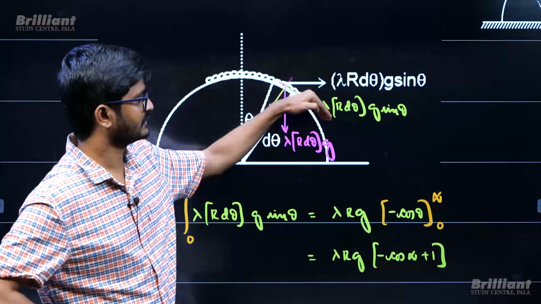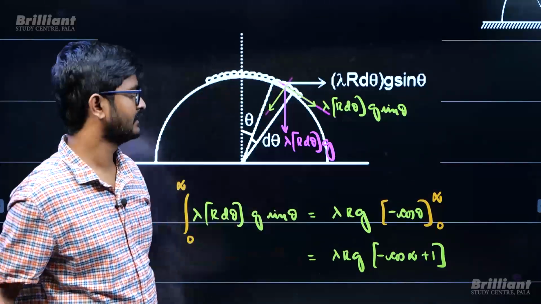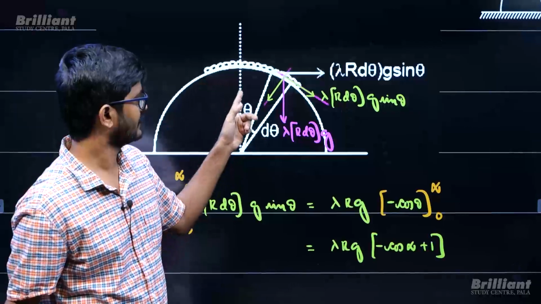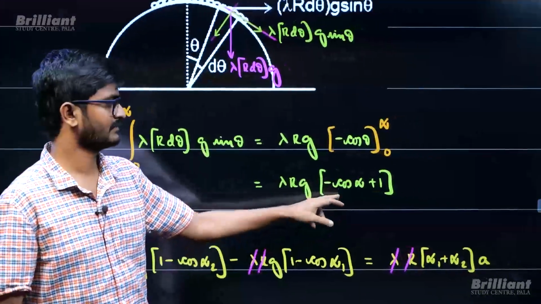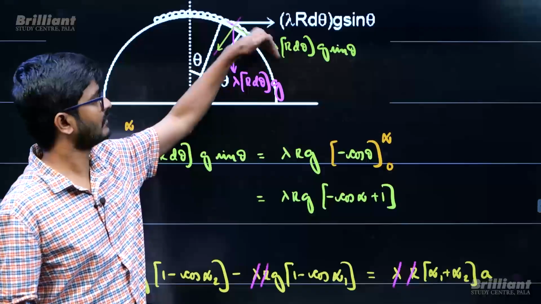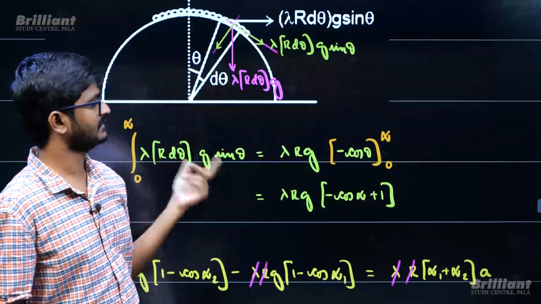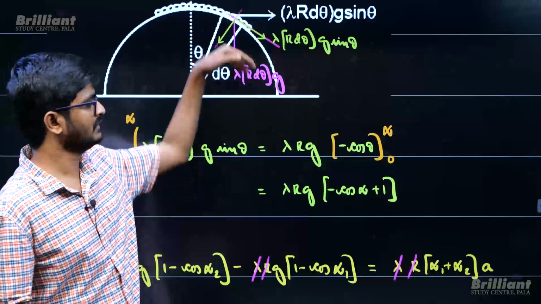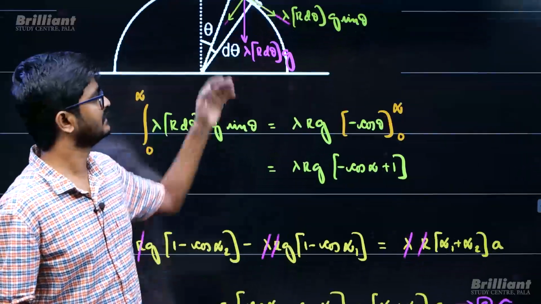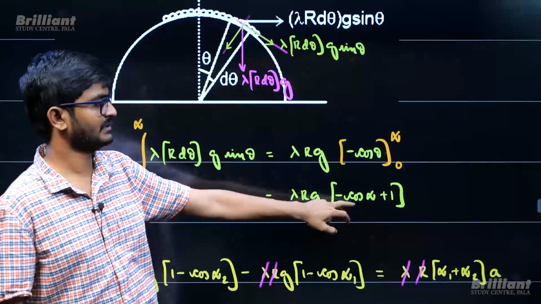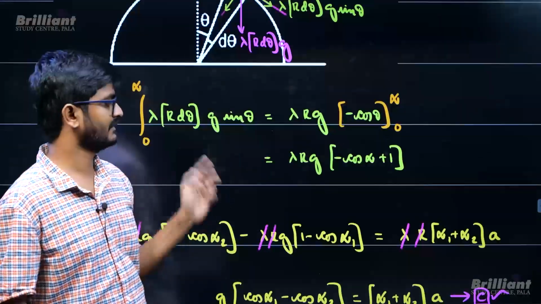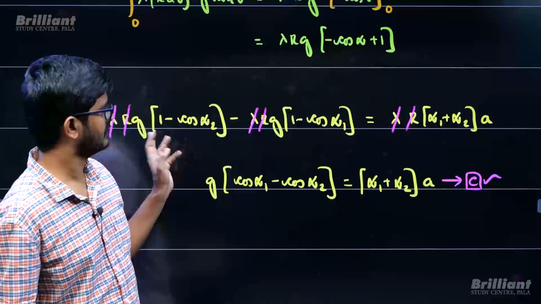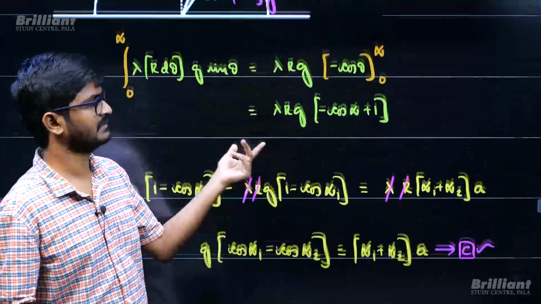Now I need to add all such components along the movement, right? So from where to where I will have to integrate, from 0 to alpha I have to integrate. When I integrate, I will be getting this much. So that's the weight component along this curve. Now similarly, if I take this path, this is alpha 1, this is alpha 2, right? So I need to find the difference. This side it will be lambda r g into 1 minus cos alpha 1, this side it will be lambda r g into 1 minus cos alpha 2. So the difference is going to be this minus this, right?